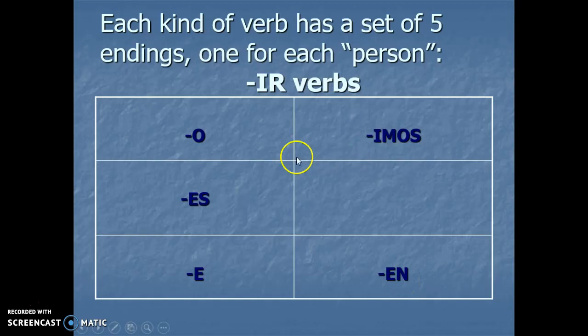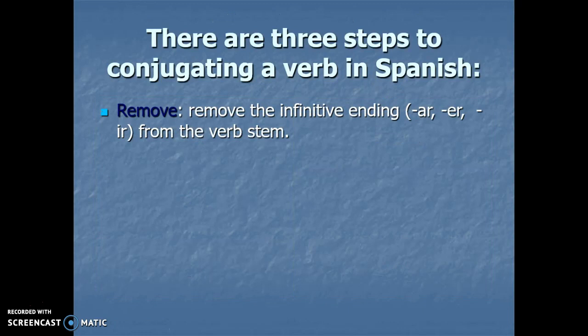So the only difference between ER and IR verb endings in the present tense is that the amos for ER verbs changes to emos when it comes to IR verbs. Okay? Now, there are 3 steps to conjugating a verb in Spanish.